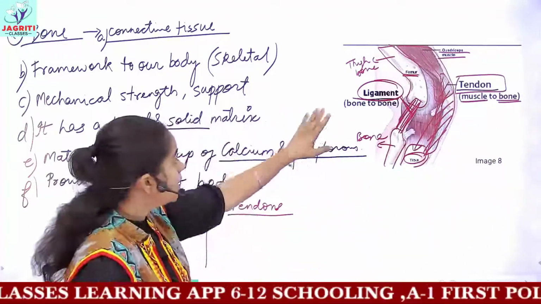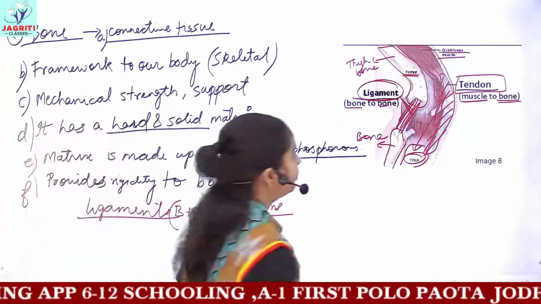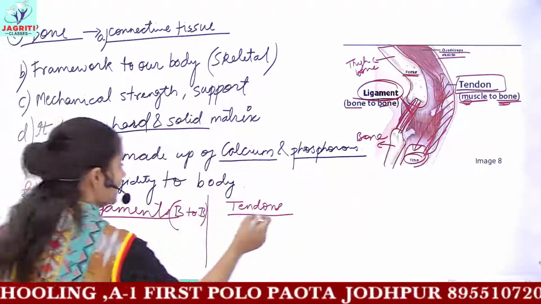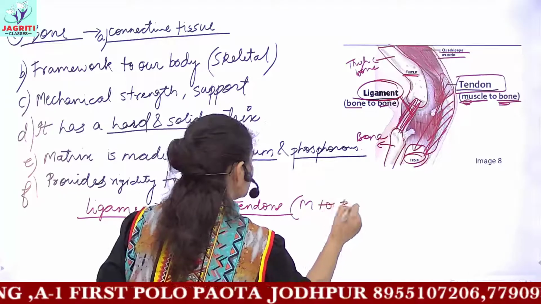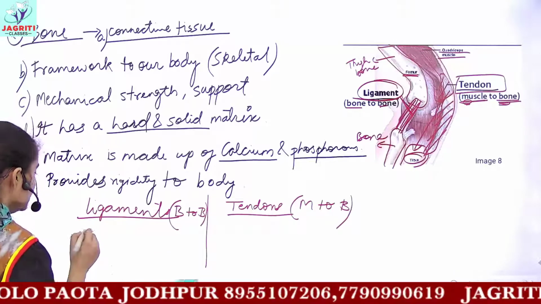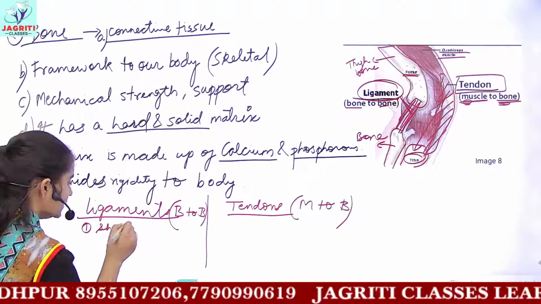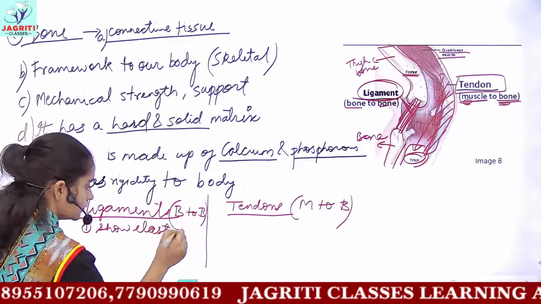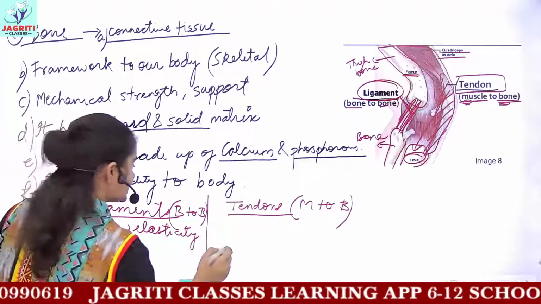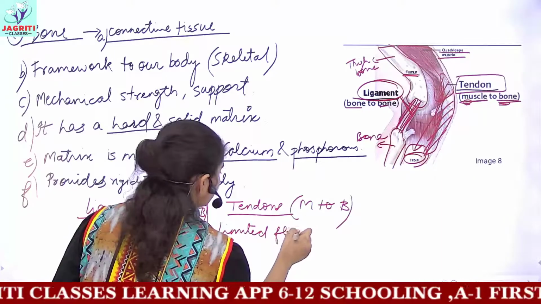So remember, when you have bone connected to bone, you have the connection through ligaments. But when you have a muscle connected to the bone, then it is joined with the help of tendons. So tendons connect your muscles to bone. Now other differentiating features between ligaments and tendons would be, ligaments show elasticity, you can say stretching ability or flexibility, while tendons show limited flexibility or limited elasticity.